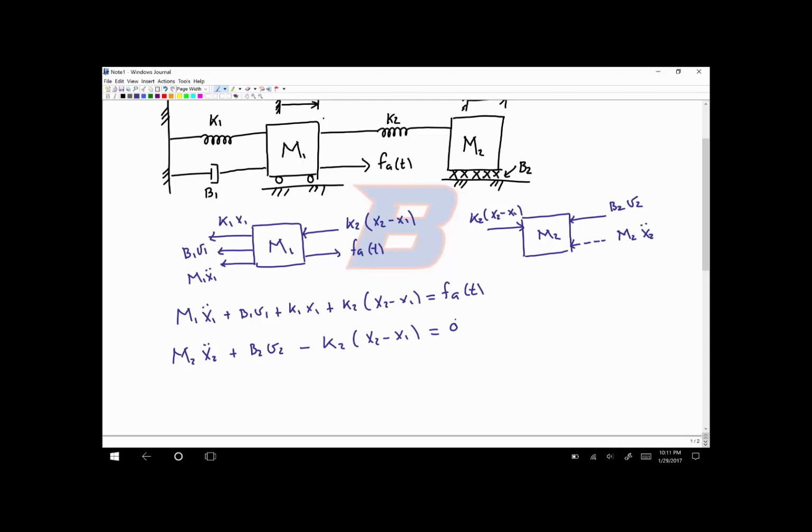Okay, so here in this example we already have our free body diagram for the 2 masses and the 2 equations, and this is all the problem asks us to do. So that's it for this problem.